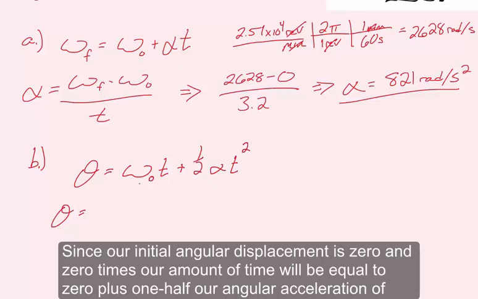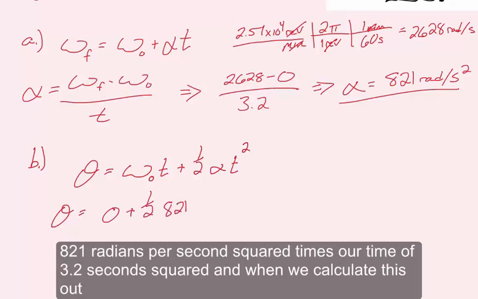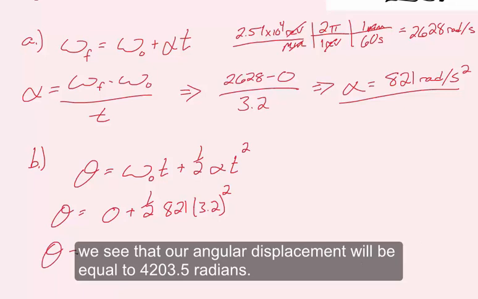Since our initial angular velocity is 0, and 0 times our amount of time will be equal to 0, plus 1/2 our angular acceleration of 821 radians per second squared times our time of 3.2 seconds squared. And when we calculate this out, we see that our angular displacement will be equal to 4,203.5 radians.